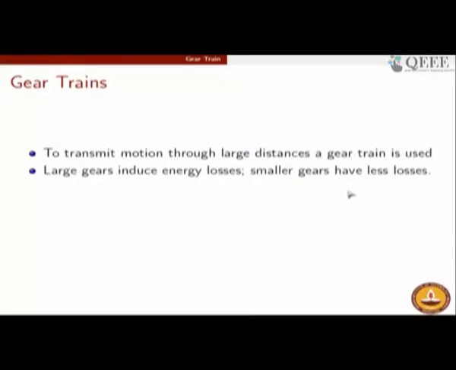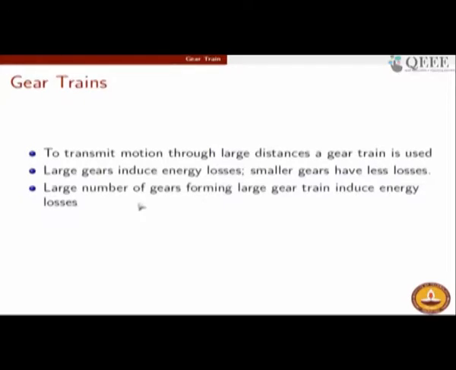So therefore, it is better to use more number of smaller gears and attain the desired gear ratio, rather than use a large gear and attain the gear ratio in a single stage, right? Because in this approach of using a gear train, the energy losses will be minimized. So a large number of gears forming a large gear train will also induce energy losses.